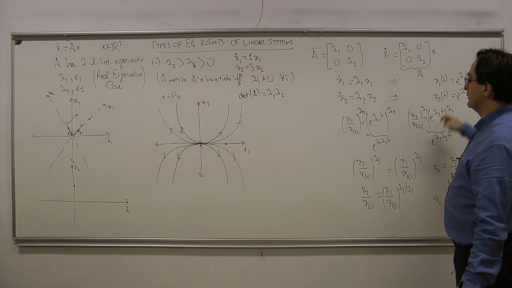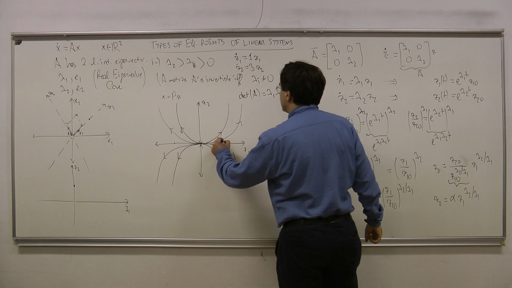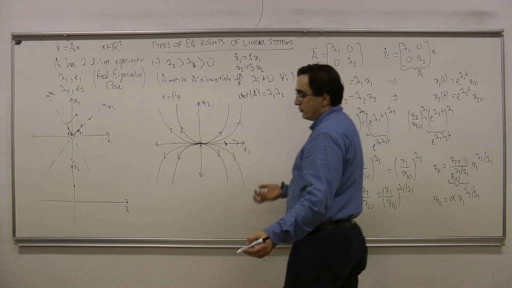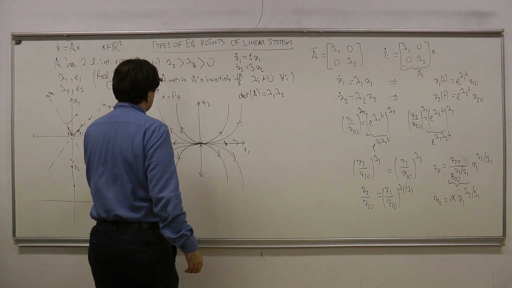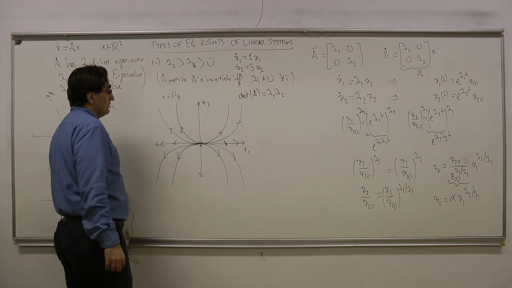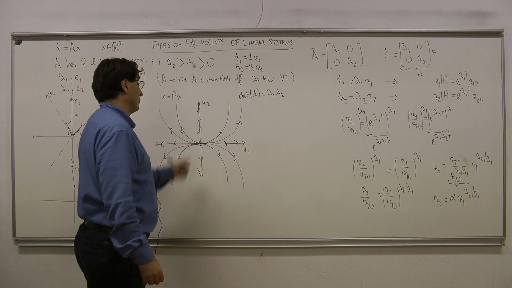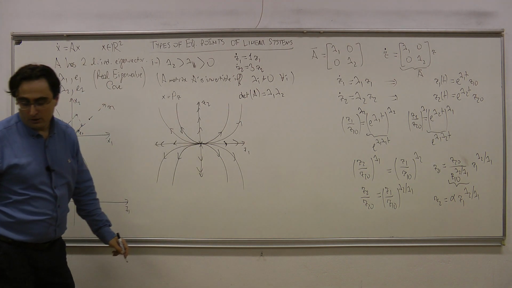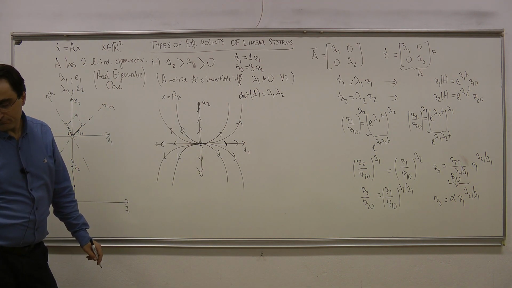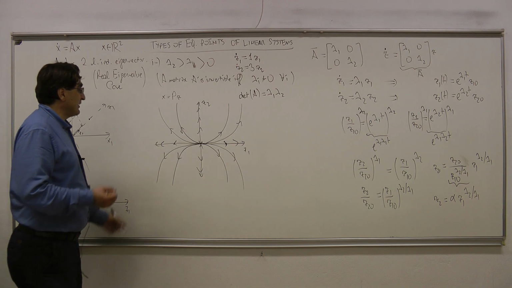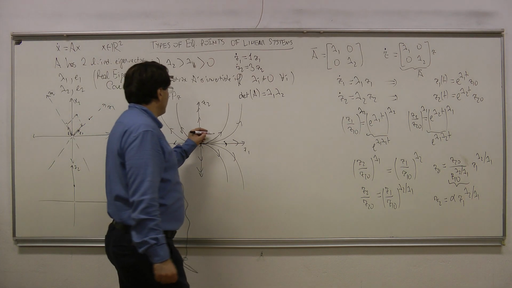Lambda 1 is positive. That means that my trajectory would be moving towards the right and diverging towards infinity. So the trajectories on this line are like this, and trajectories on this line are like this, because both of the eigenvalues are positive. Okay? And now what can I say about this equilibrium point?